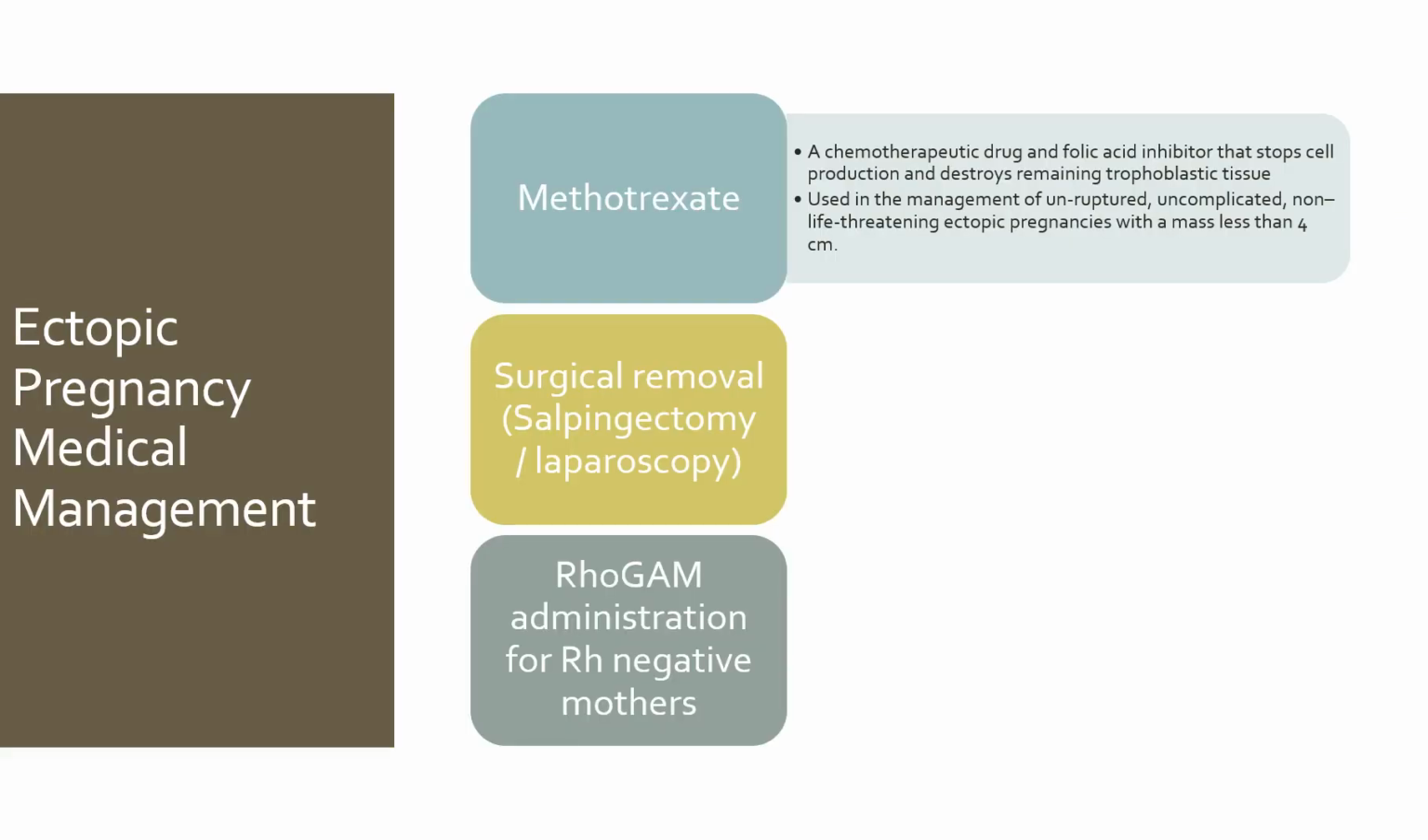Some of the medical management that we may need to perform: methotrexate can be given. It's a chemotherapeutic drug and folic acid inhibitor that stops cell production and destroys remaining trophoblastic tissue. So it's basically contributing to the abortion. It's used in the management of unruptured, uncomplicated, non-life-threatening ectopic pregnancies. Surgical removal, so a salpingectomy, or actually removing the fallopian tube by laparoscopy or by doing the lasers.